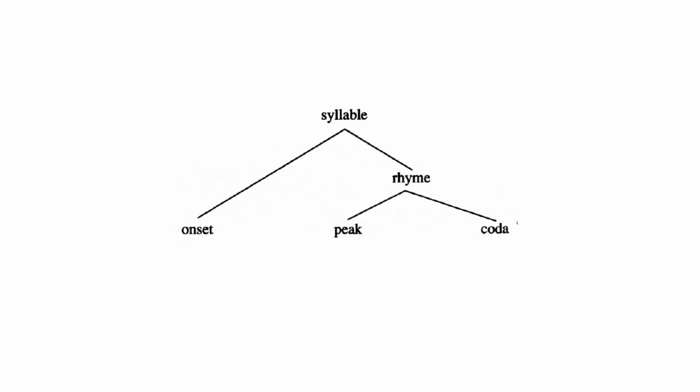In modern phonology, the syllable is analyzed as having a more refined structure: the onset, the rhyme, which includes the peak and the coda. The rhyme consists of an obligatory peak, usually a vowel, and an optional coda, consonants following the vowel. The onset, consonants before the vowel, is also optional.